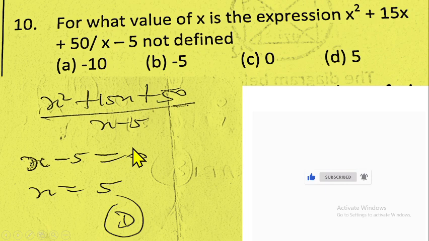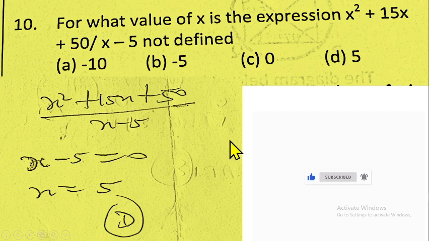So from there you can find your x. S will be equal to 5. So if s is equal to 5, then you have 5 minus 5, that gives us 0. So that means this fraction becomes undefined. So that means our s is 5, and option D is the correct option for question number 10.